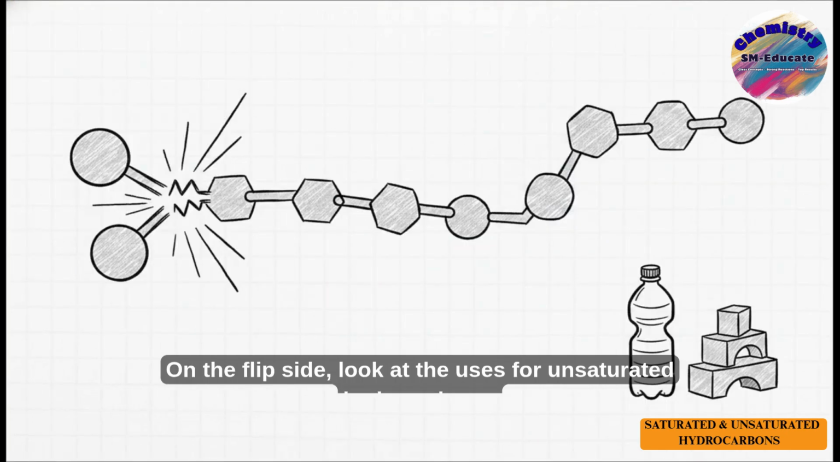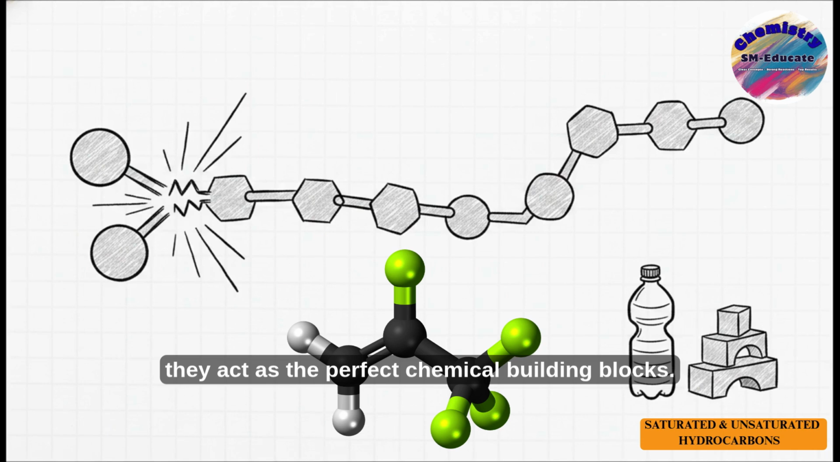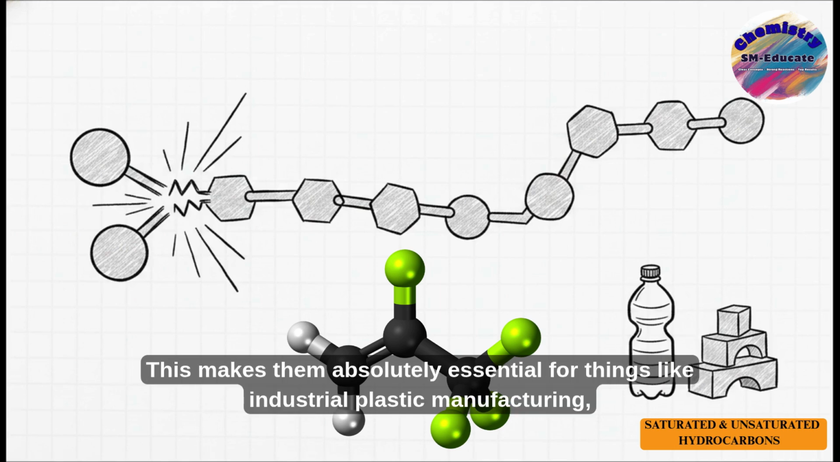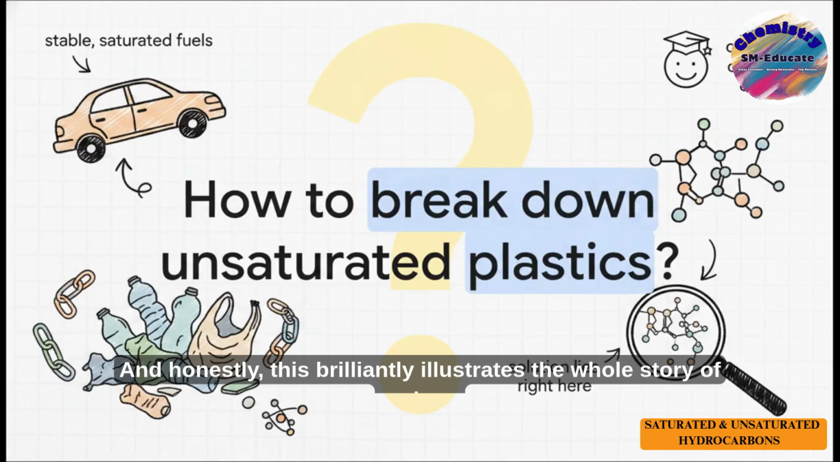On the flip side, look at the uses for unsaturated hydrocarbons. Because alkenes have those highly reactive double bonds with that room for more, they act as the perfect chemical building blocks. When you break that double bond open, you can snap thousands of these molecules together in a massive chain. This makes them absolutely essential for things like industrial plastic manufacturing, creating synthetic chemicals, and mass polymer production. And honestly, this brilliantly illustrates the whole story of carbon.